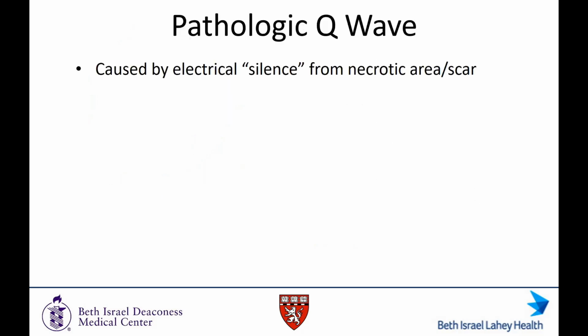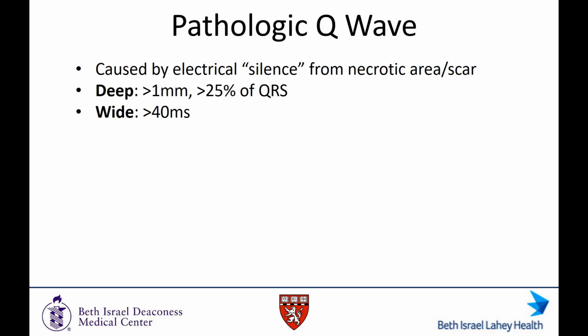So pathologic Q waves. These are usually seen from scar or an area of necrosis, because there's essentially no electrical activity in that area. We think of pathologic Q waves as being very deep, and this takes some practice, versus the physiologic Q waves I just pointed out. And here's some of the criteria.